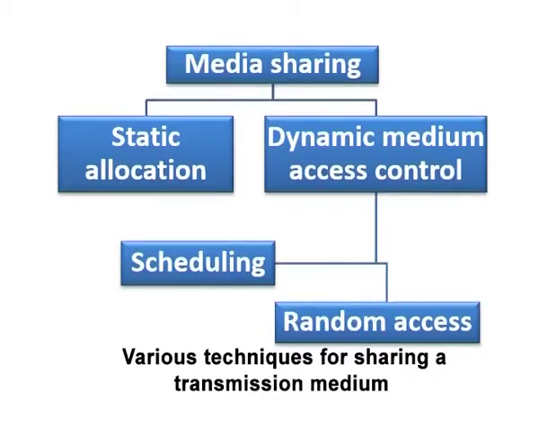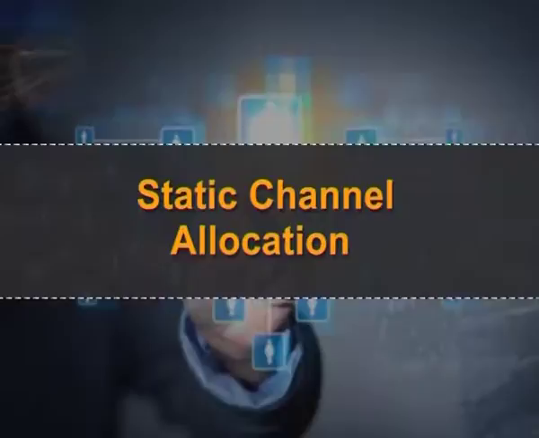The two basic approaches to medium access control are static and dynamic access control, or in other words, static channel allocation and dynamic channel allocation. The dynamic access control is further categorized into random access and scheduling. The figure here shows various techniques for sharing a transmission medium. First, we will talk about static channel allocation.